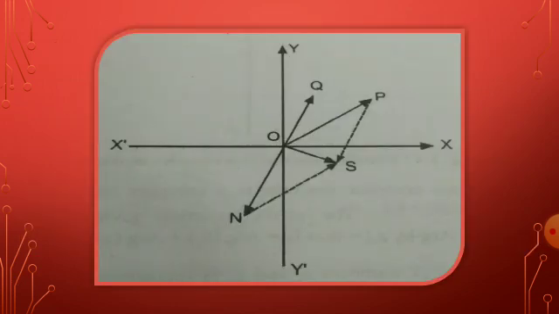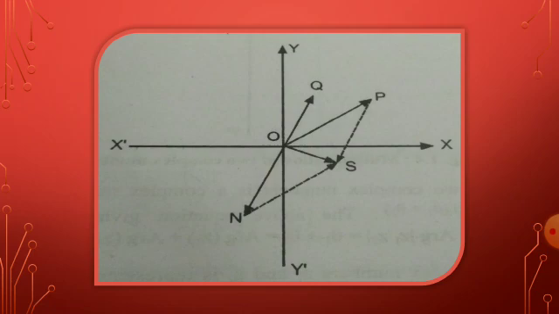Now in figure, point P represents the complex number Z1 is equal to x1 plus iy1. Point Q represents the complex number Z2 is equal to x2 plus iy2.